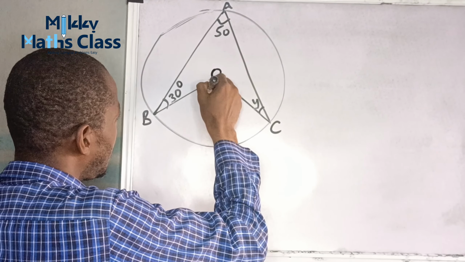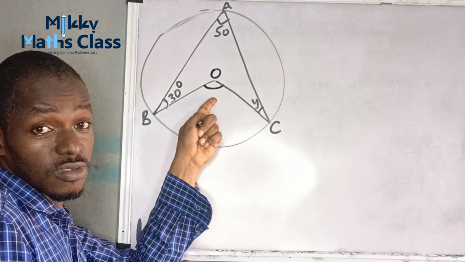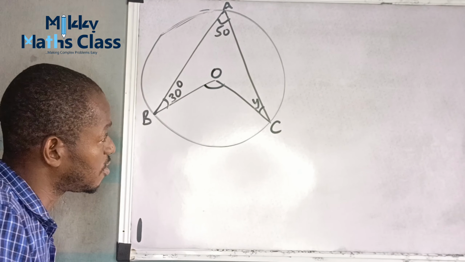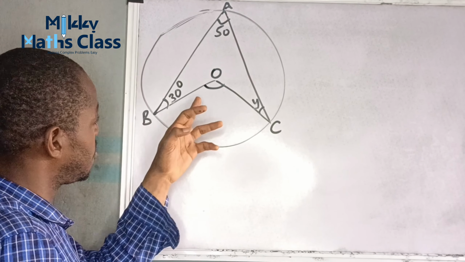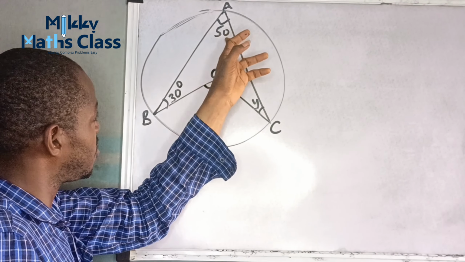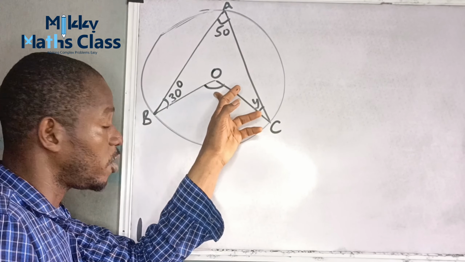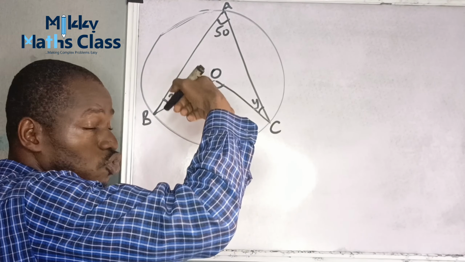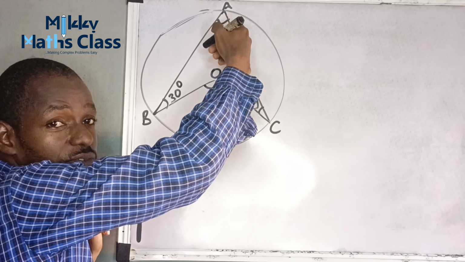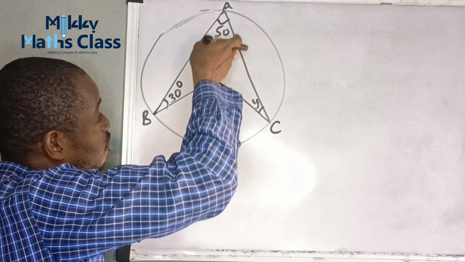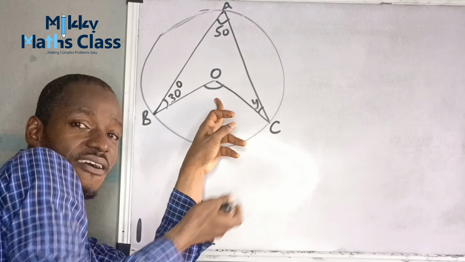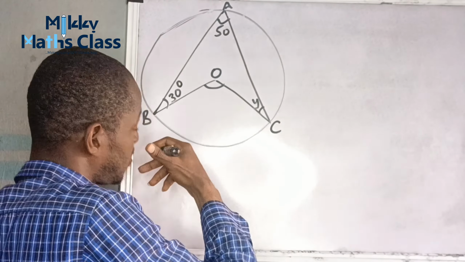The angle here is 2 times the angle at the circumference. That's just the rule. So if here is, let's say, like this place is 50, this point will be 100. You can say the angle at the center is twice that subtended at the circumference. Or you say the angle at the circumference is half of the one at the center.